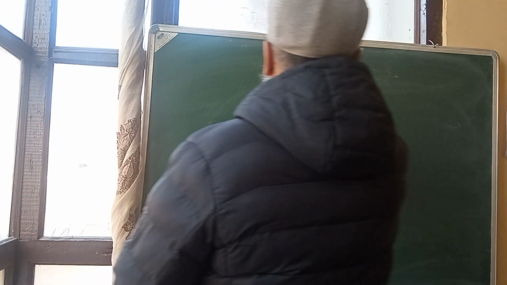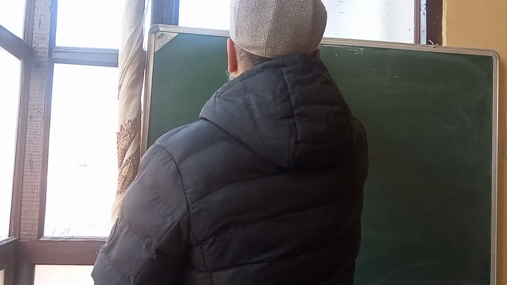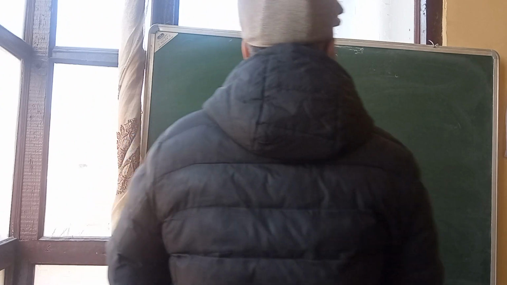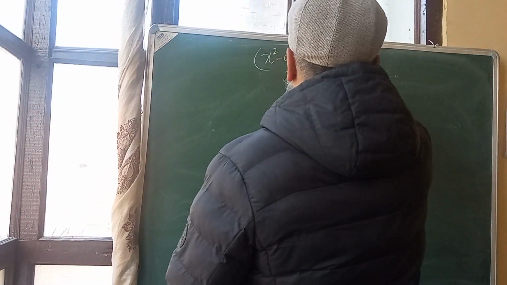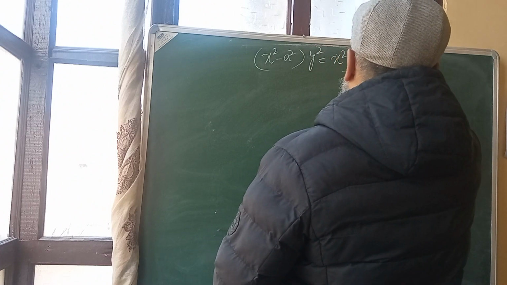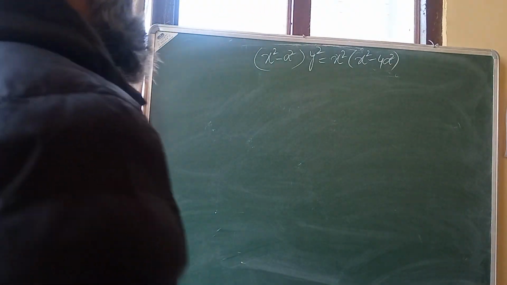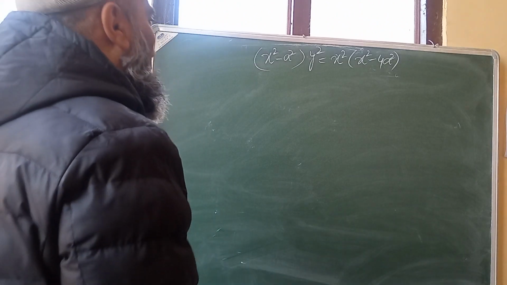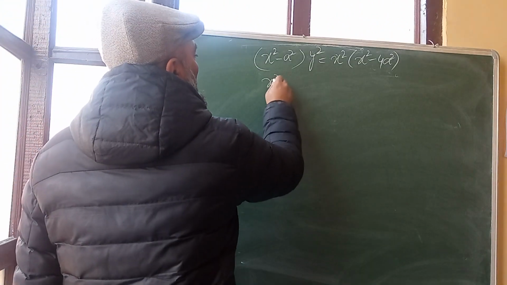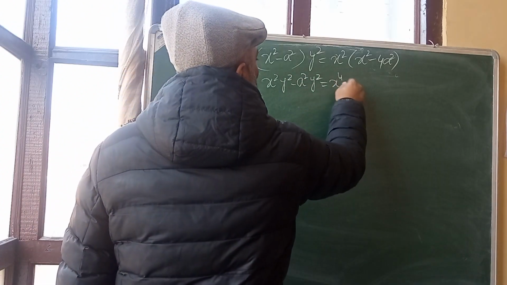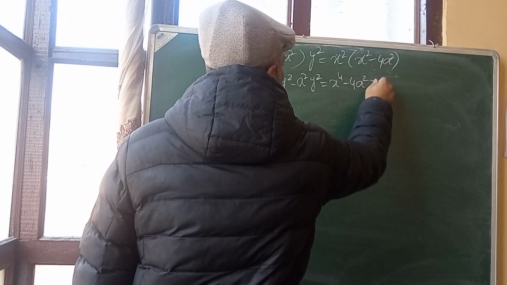Let me have x square minus a square times y square equals, say, x square times x square minus 4a square. So x square minus a square into y square equals x square into x square minus 4. Or you have x square y square minus a square y square equals x to the power 4 minus 4a square x square.